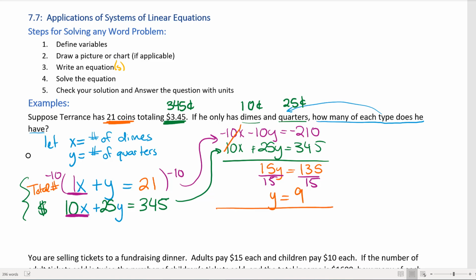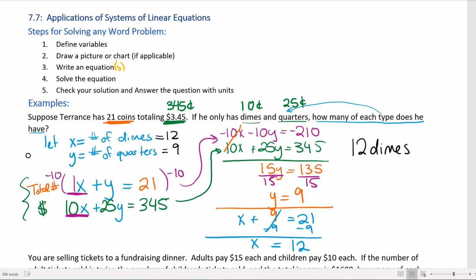Alright, now I'm going to plug it into one of the two equations. The first equation I think looks easier to me, so I'm going to have x plus y equals 21. But what can I plug in for y? 9. So I'm going to subtract 9 from both sides, and that gets me x is equal to 12. So what does this mean? 12 what? That was a long time ago. I'm glad I wrote that down. X is 12, so that means 12 dimes. Y is quarters, so y is 9, so that means 9 quarters. So somewhere I'm going to write 12 dimes as my answer and 9 quarters.